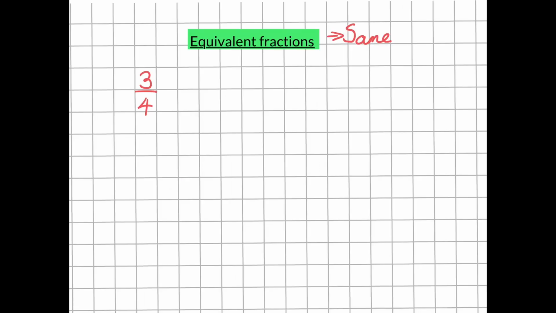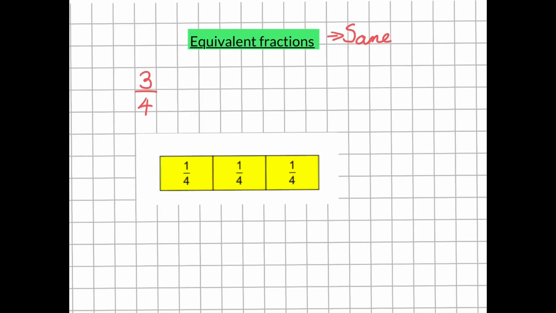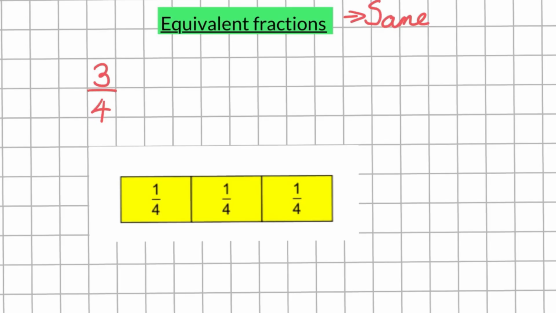The top number we call the numerator, the bottom number we call the denominator. So this first fraction is 3/4. Again, this fraction is 3/4 and here it is represented in bars. The top number, the numerator, is a 3, the bottom number, the denominator, is 4.